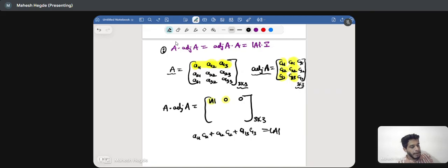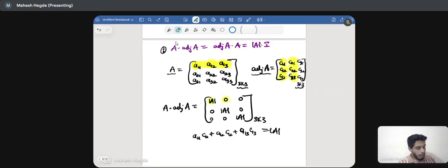Continuing like this, second row multiplied with first column will give us answer 0. Second row with second column, A21 C21 plus A22 C22 plus A23 C23. This will give us the answer determinant of A. Similarly, next A21 C31 plus A22 C32 plus A23 C33. This will give us 0, and again 0, 0, determinant of A. This is clearly visible.